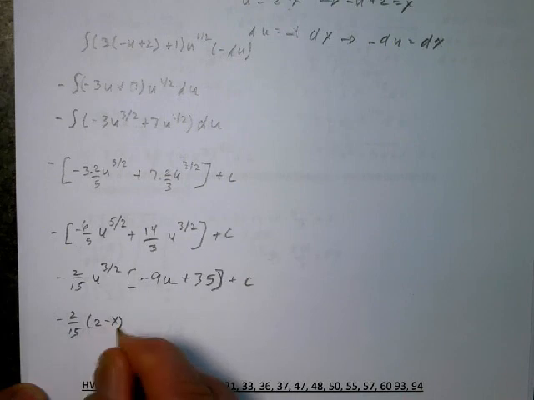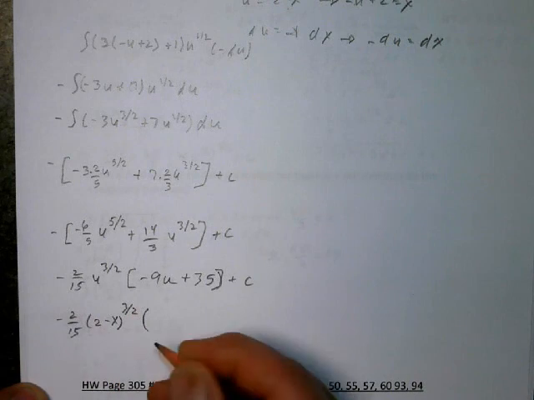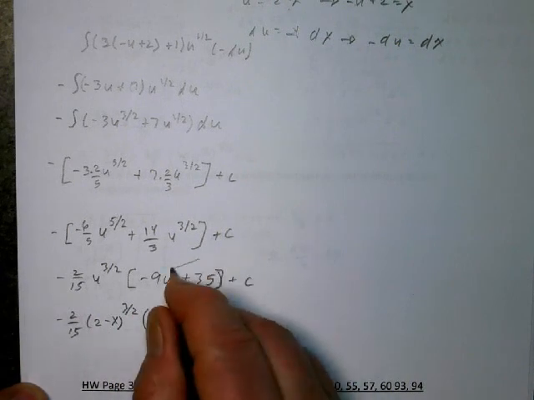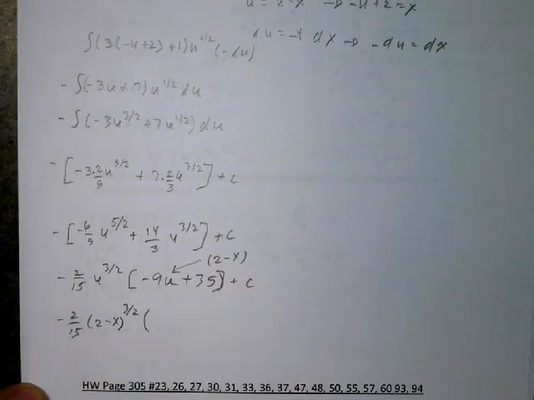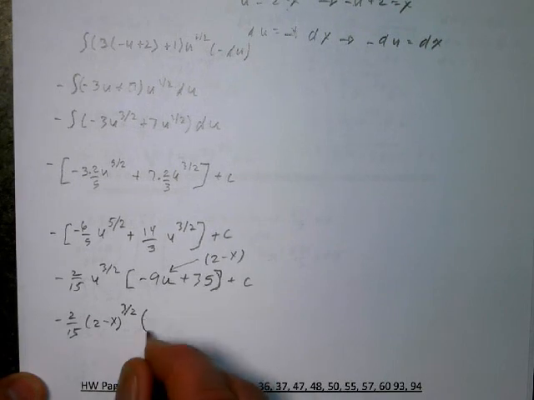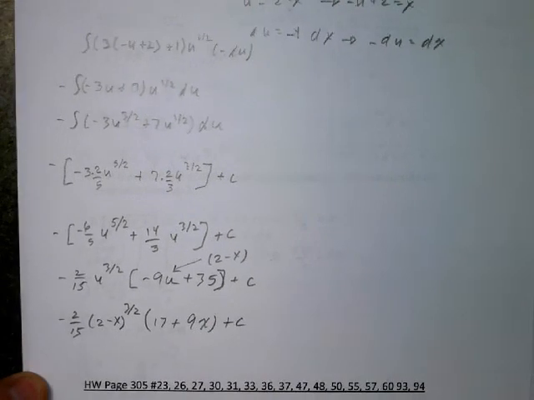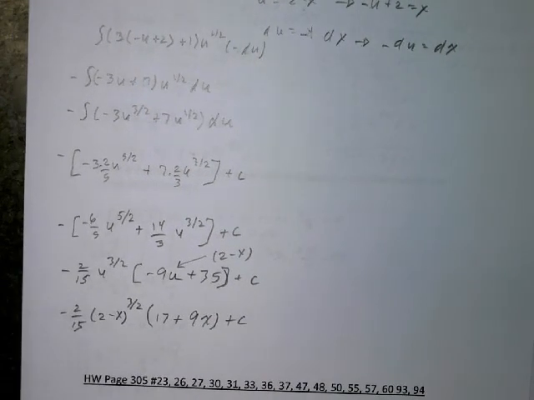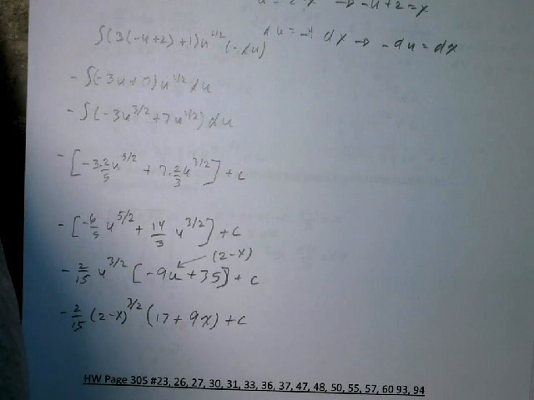Now we put in what we know for u. And u is negative x plus 2, or 2 minus x, to the 3/2 times. Now this is 2 minus x, so that's going to be negative 18 plus 9x. So negative 18 plus 35 is 17 plus 9x plus c. Okay, that concludes 4.5, day 2.